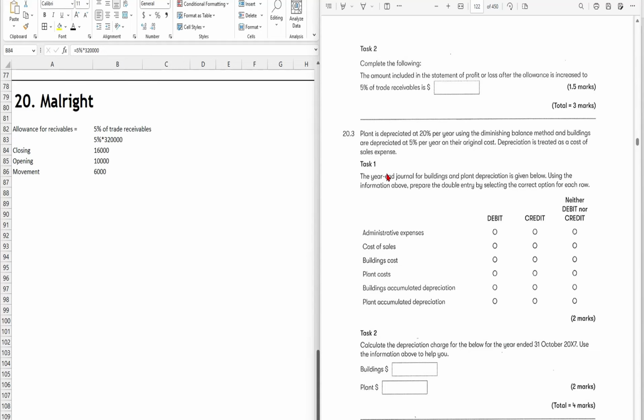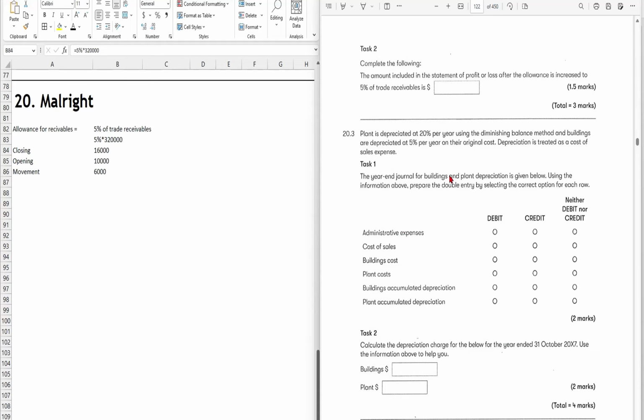Okay. So now they have provided Task 1. The year-end journal for the building and plant and machinery is given below. Using the information above, prepare the double entry by selecting the correct option for each row. So we need to pass the depreciation year-end journal, and now you have to decide which account will be credit and which account will be debit. Okay. So do you think administrative expense will be debit?